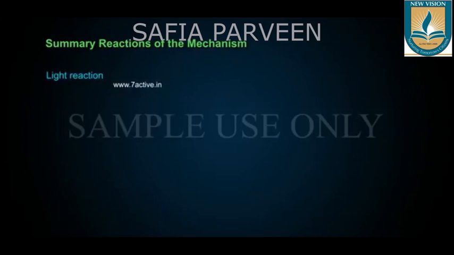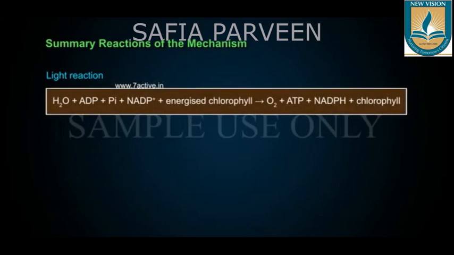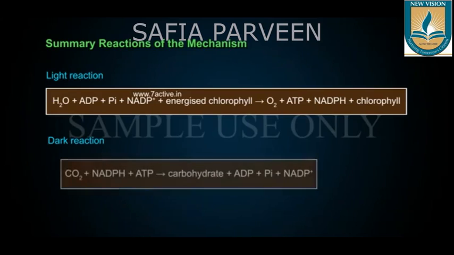The summary of both the phases is like this: light reaction. The reactants are water molecule, ADP molecule, NADP molecule, and energized chlorophyll molecule. The products obtained are oxygen molecule, ATP, NADPH, and a normal chlorophyll molecule. ATP and NADPH produced in the light reaction are used in the dark reaction to reduce carbon dioxide into carbohydrate, and as a result ATP is converted into ADP and NADPH is converted into NADP.